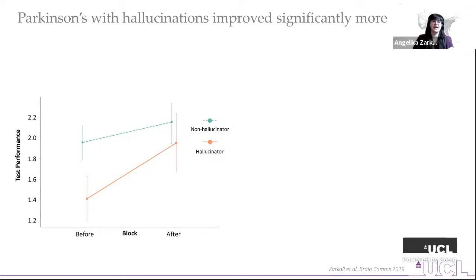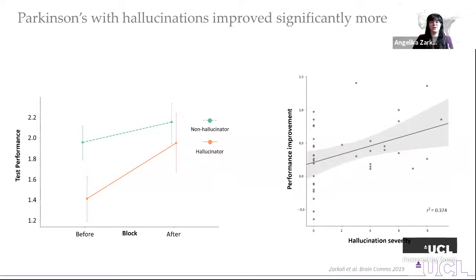So here we have plotted test performance in the before and the after block, in orange with people with visual hallucinations and green for people who didn't have hallucinations. And you can clearly see that even though people with hallucinations were worse to begin with, they actually improved much more. In fact, they improved twice as much as those without hallucinations. And this improvement in performance after they had received prior knowledge was correlated with the severity of their hallucinations. So people with more severe hallucinations improved more after receiving prior knowledge.